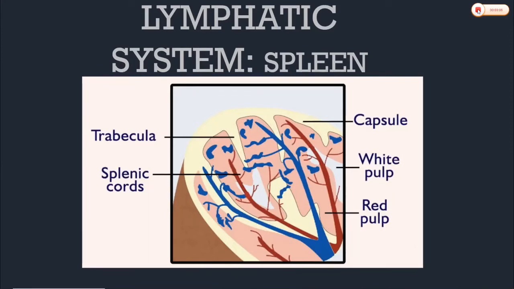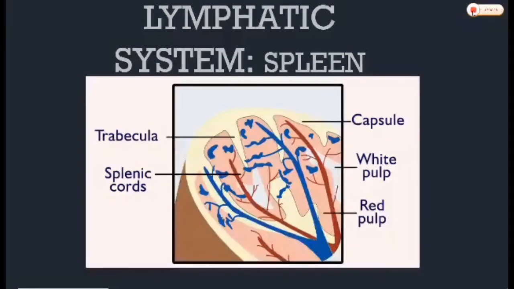The white pulp of the spleen makes up 25% of the splenic tissue, and is important in fighting infections such as those from viruses, and in maintaining an immune response as well as producing antibodies. While the red pulp of the spleen makes up the majority of the spleen, which is 75% of splenic tissue. The red pulp is important in destroying or filtering abnormal red blood cells, unhealthy red blood cells, as well as old red blood cells.